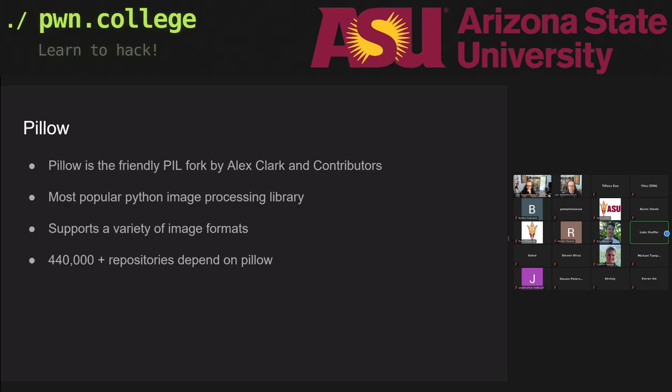And so with that kind of status, we thought Pillow would be a very fun target, shooting for the stars. If we were able to get anything out of Pillow, we thought that would be pretty awesome. And so, without further ado, we can go ahead and get started and tell you guys how we started analyzing it.